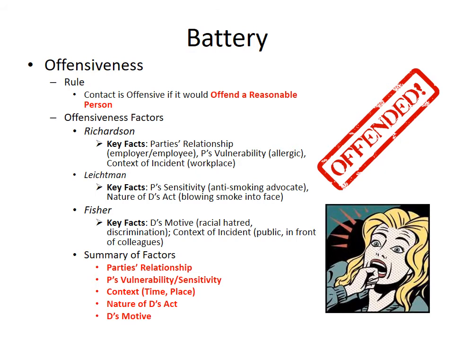So when you put all of these things together, you can start to see that there's a number of factors that might recur in other cases. You look at the relationship of the parties, the plaintiff and the defendant, look to see whether or not there is some special vulnerability that the plaintiff suffers, or a sensitivity. Look at the context, that is the time and place in which the conduct is taking place. Look at the nature of the defendant's act. Is it the kind of thing that people naturally would be offended by? And look at the defendant's motive. Is the defendant really trying to do something in order to offend the plaintiff?